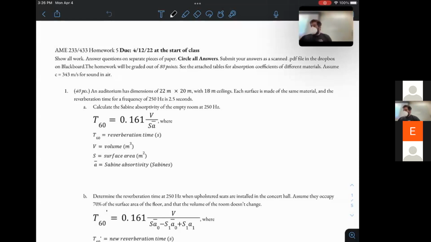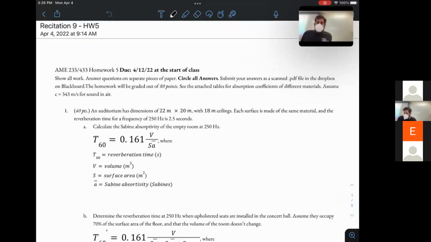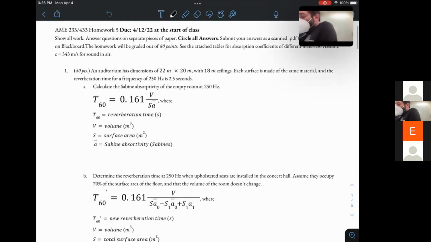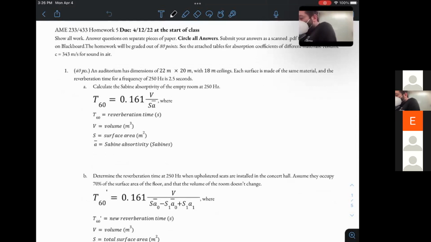All right, let's do it. Homework 5. An auditorium has dimensions of 22 meters by 20 meters by 8 with 18-meter ceilings. Each surface is made of the same material, and the reverberation time for a frequency of 250 hertz is 2.5 seconds. Calculate the Sabin absorptivity of the empty room at 250 hertz.